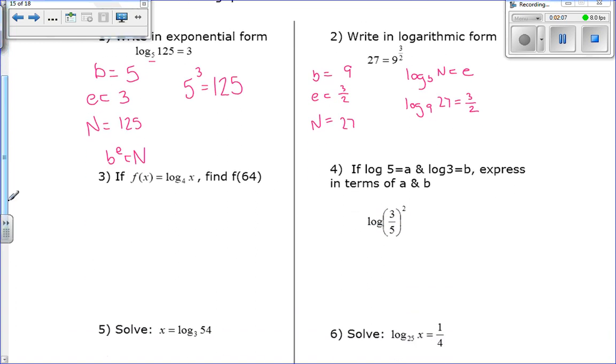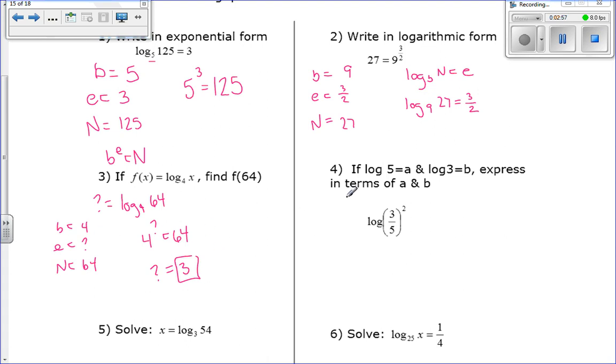Moving on. For number 3, if f of x equals the log base 4 of x, find f of 64. So what we need to do is substitute 64 in for x and then evaluate it. So we have log base 4 of 64, putting 64 in place of x. I'm searching for what's missing. I need to evaluate this. If you need to, write out your b, e, and n. My base is 4. My exponent is what I'm looking for. My number is 64. So 4 to the what is 64? Or 4 to the third is 64. So 3 is what we're looking for.